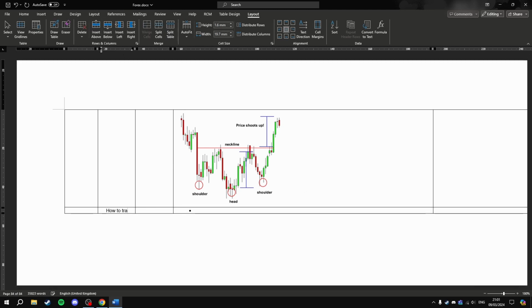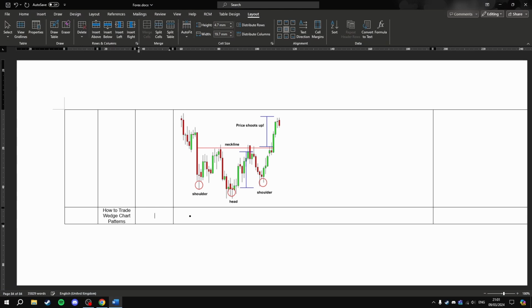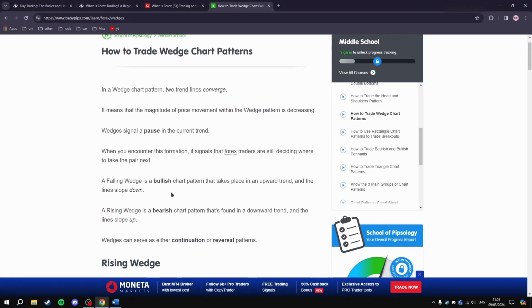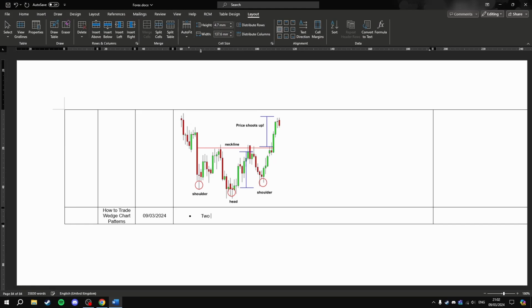How to trade wedge chart patterns. Date is 9th of the 3rd. In a wedge chart pattern, two trend lines converge.